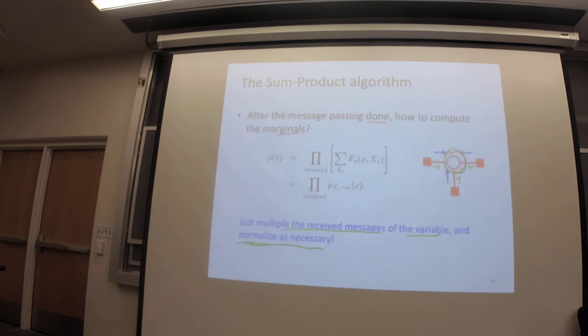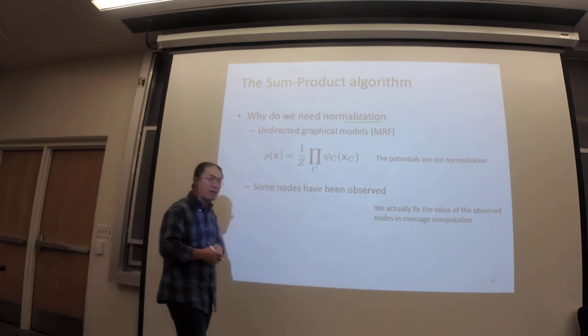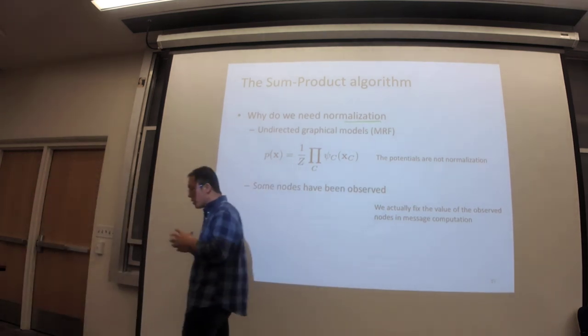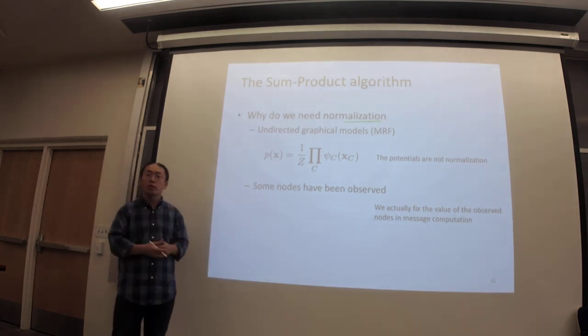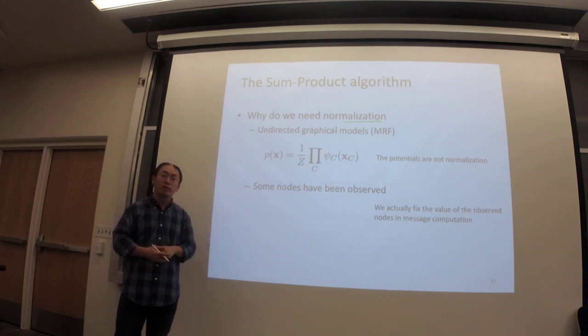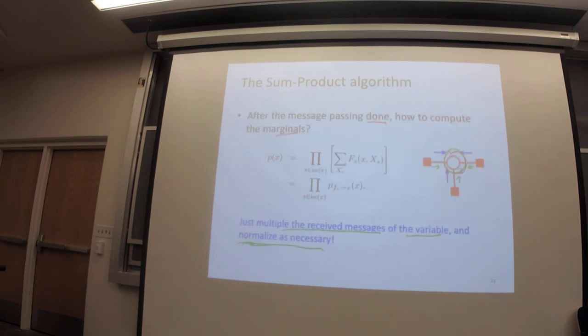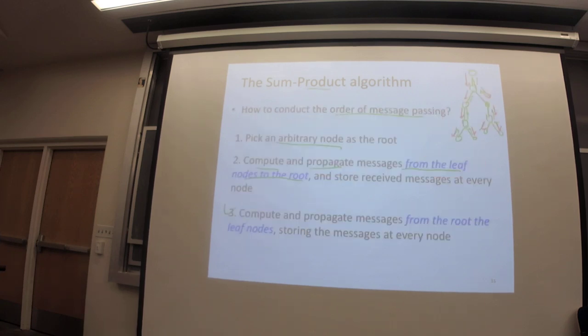And sometimes we have to do the normalization. Why is normalization important? Remember what we mentioned at the very beginning: in many cases, we want to calculate the posterior distribution. That means some of the variables in your graphical model have already been observed. So this is your graphical model, and probably this variable and this variable are observed. I want to calculate the posterior distribution of this variable given the two observed variables.